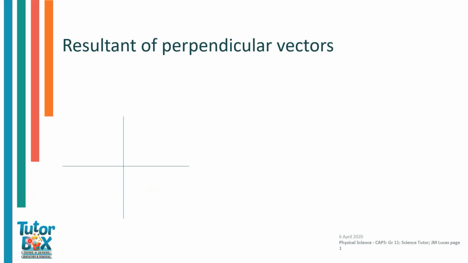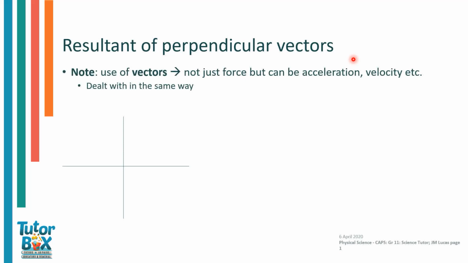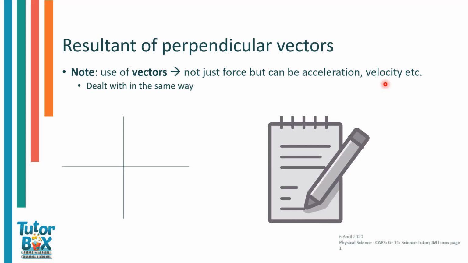All right, so our first topic will be the resultant of perpendicular vectors. Note that I am using the word vectors here. Most of these examples do use force, but acceleration, velocity, etc., are dealt with in the same way because they are all vectors. This first example is in your worksheet if you would like to follow along.